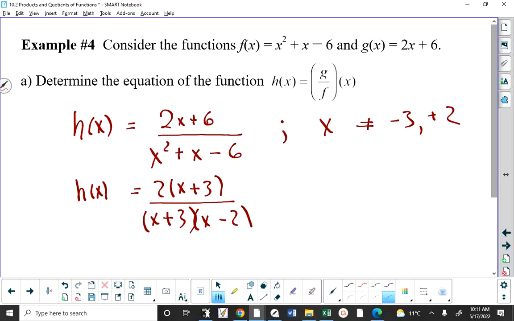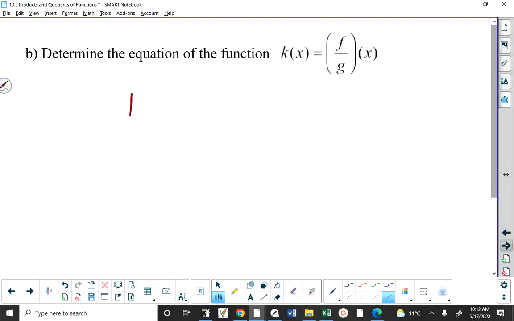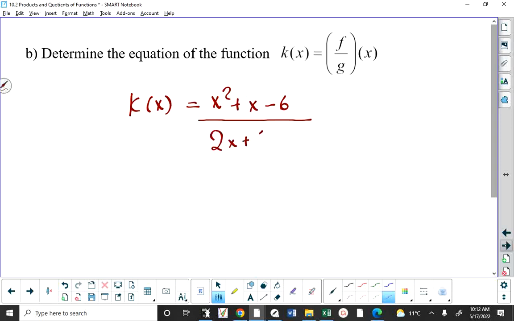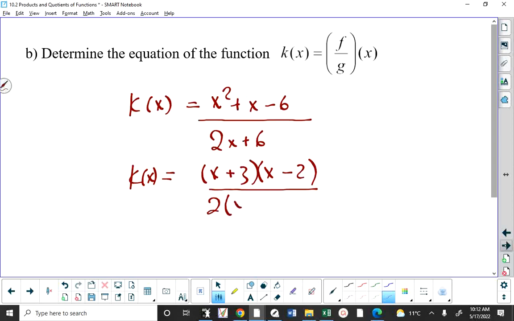What about f over g? Well, that's just the opposite, isn't it? This time, this is for k of x, we're going to have on the top x squared plus x minus 6 over 2x plus 6. If we factor that, it's x plus 3, x minus 2 over 2 times x plus 3. x is not equal to negative 3. So are we okay with A and B?